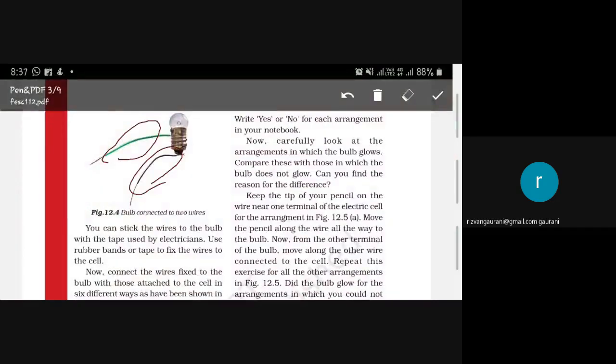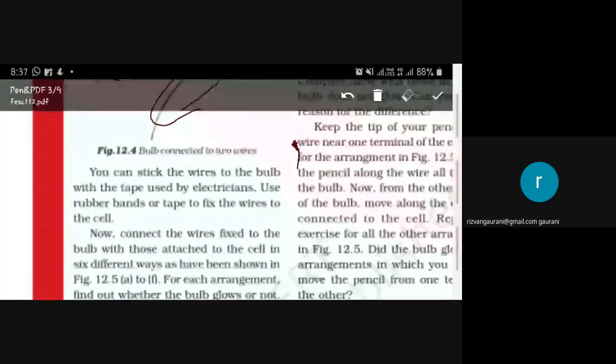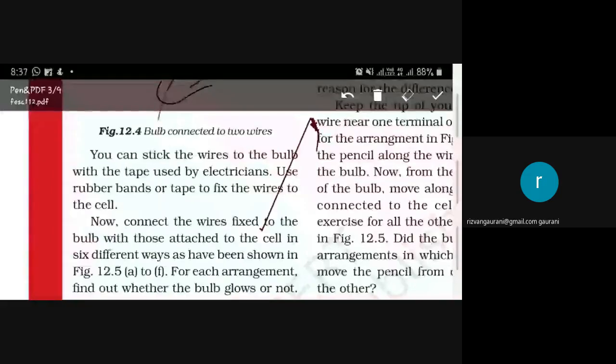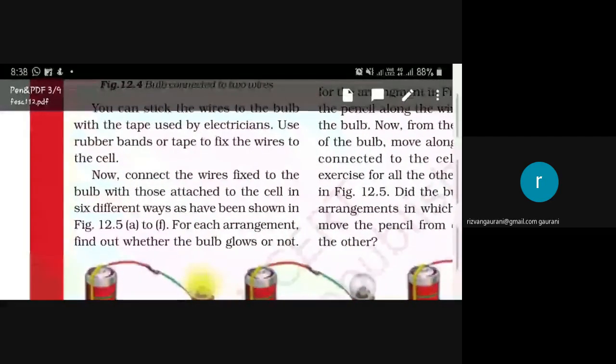Now what will we do? What will happen? Yes, read it. You can stick the wires to the bulb with the tape used by electricians. Use rubber bands or tape to fix the wires to the cell. Now connect the wires fixed to the bulb with those attached to the cell in six different ways, as shown in Figs 12.5 A to F.